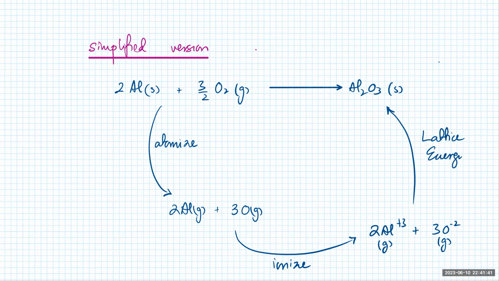And this one over here is your enthalpy change of formation, and you can have one path being equal to the other path, so it's basically this path versus this entire path. Is this clear? I mean, the simplified version, is this clear? Yep.